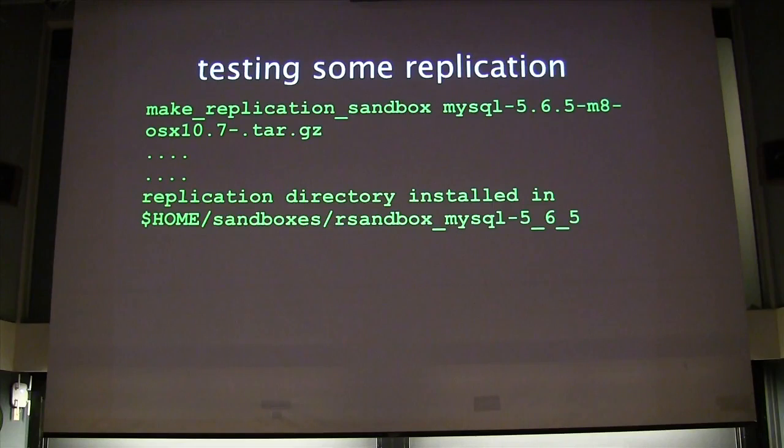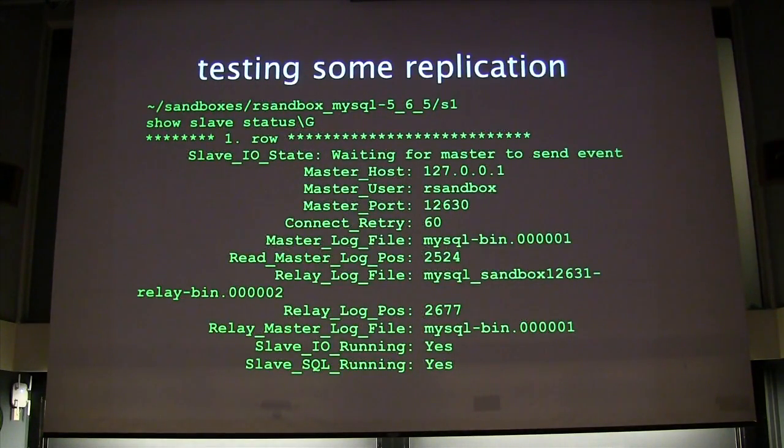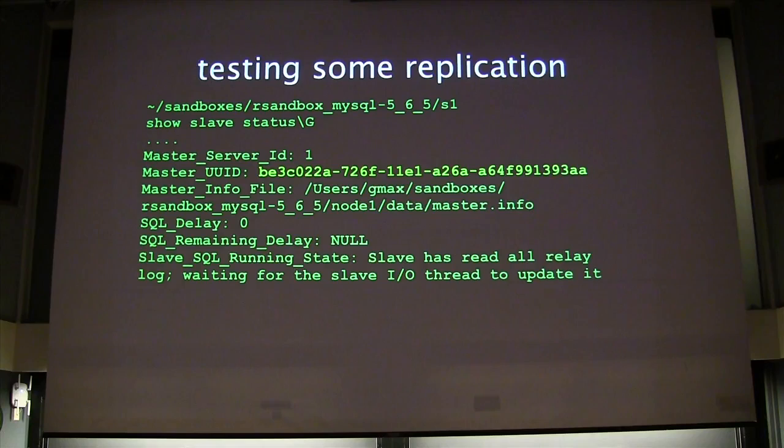So I was saying that we have this unique identifier. If we make a sandbox using MySQL 5.6, and then we have a look at the show slave status, you see that most of the things are the same as in previous versions, but there is something new that it shows at the end of the show slave status. So you have a long string that is a UUID, that is a unique identifier.